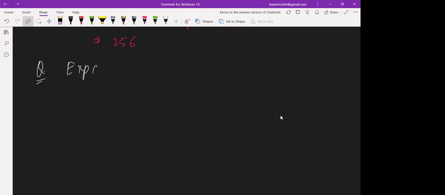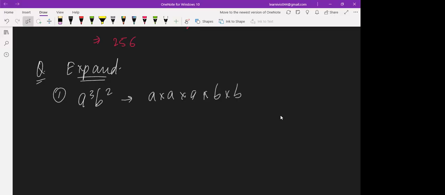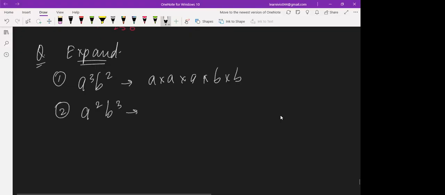Okay. Now let's suppose that you have to expand any expression. So how do you expand expressions? First is a to the power 3, b to the power 2. So how do you expand it? You write a into a into a, and b into b. Very good. How do you express a to the power 2 and b to the power 3? a into a, b into b into b. Very good. So this is how you can expand the powers.